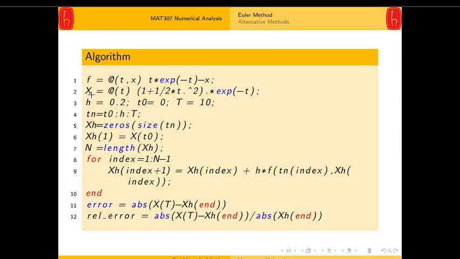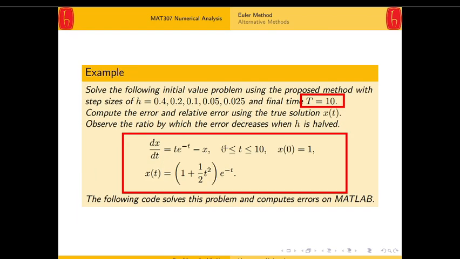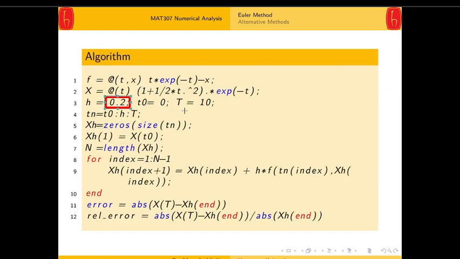We need the true solution to compute the error, and h is chosen 0.2 in this particular case, but we can modify this to obtain various results for various h values. And t0 is equal to 0 because it's starting from 0. And capital T, the final time, is equal to 10.